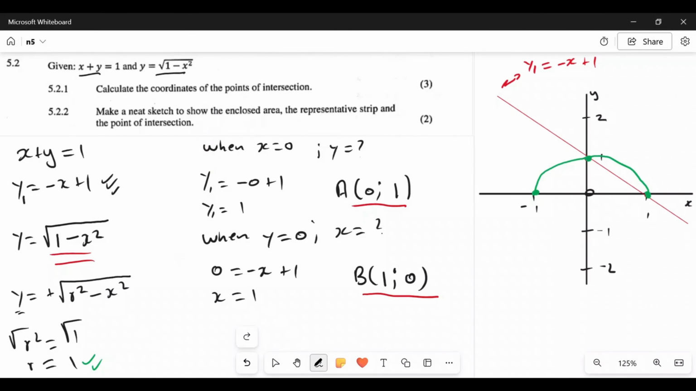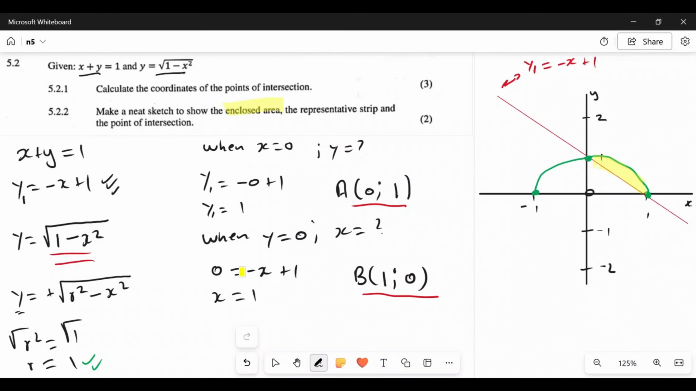So here, they say we must find the area enclosed by the graph. So we must be very careful. They want the area that is enclosed by these two graphs, as you can see there, the green graph and the red graph. So we need to highlight that. That's it, guys. So this is how the area is supposed to look.